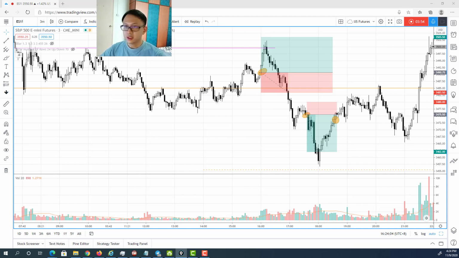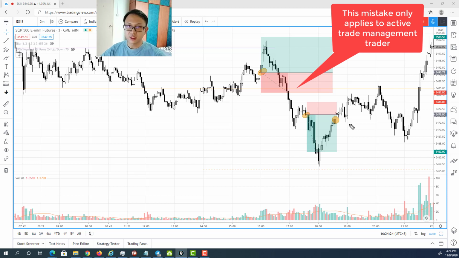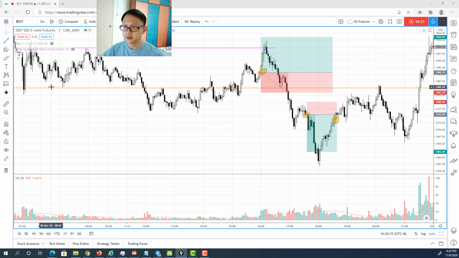One disclaimer here: this mistake, actually you need to have an active trade management strategy. So what I mean is actually you need to manage your trade actively rather than just set a stop loss and then walk away. So if you are that type of trader, just set a stop loss and walk away, then this type of mistake won't apply to you, because it actually applies to the active trade management traders.